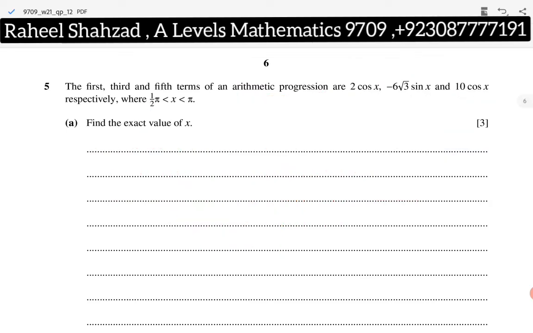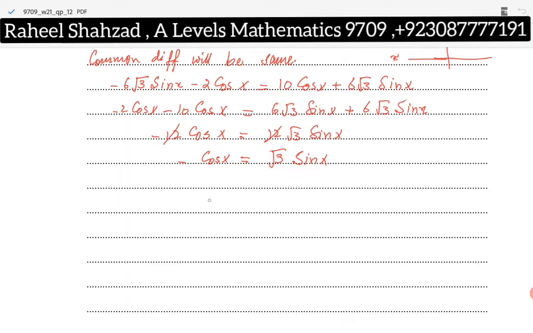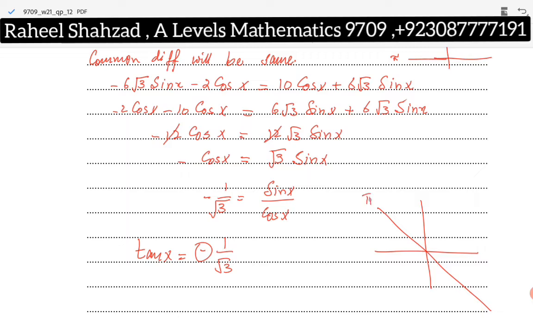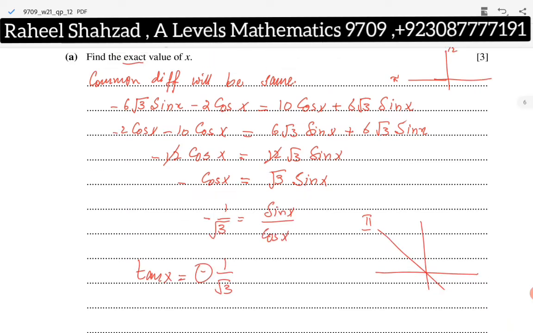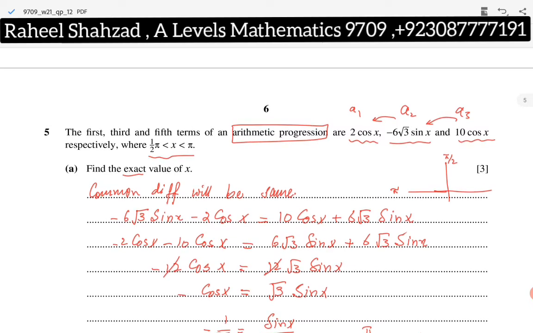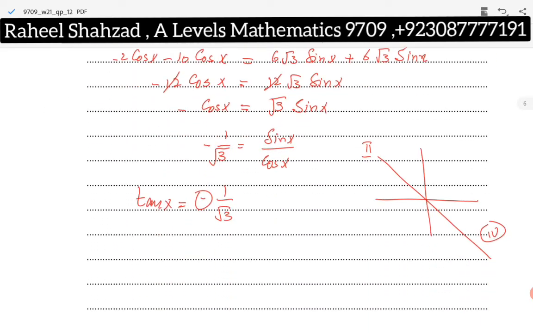We can easily make it tan, so it's minus 1 divided by under root 3 is equal to sin x divided by cos x. That makes it tan x is equal to minus 1 by under root 3. Now tan is negative in the second and fourth quadrant, and in the question the range is from pi by 2 to pi. That means it is in the second quadrant.